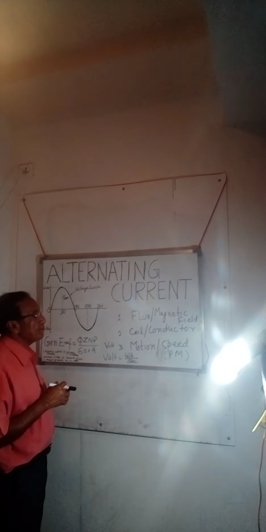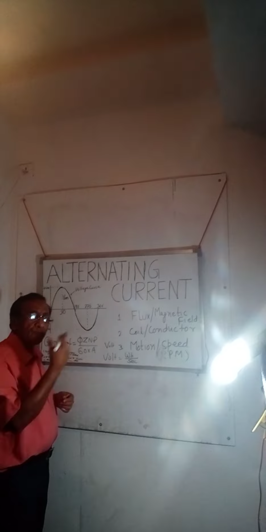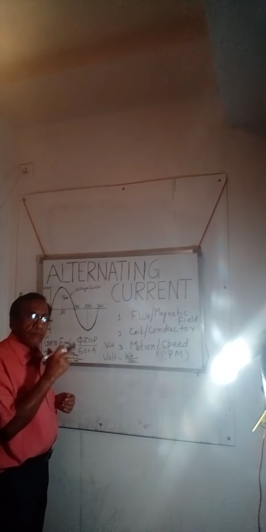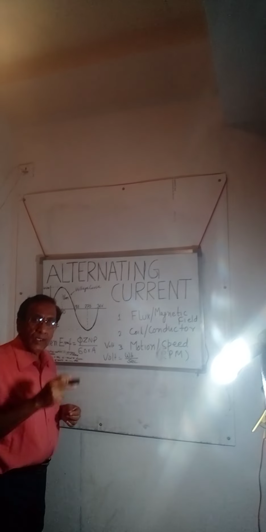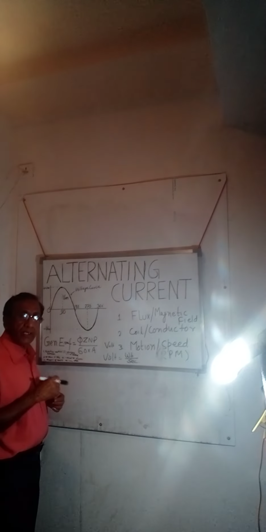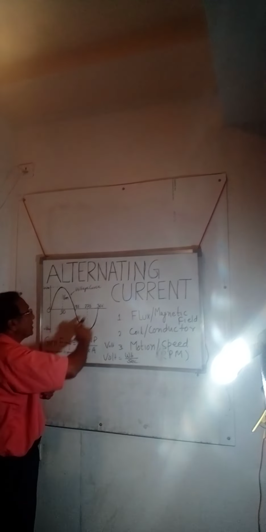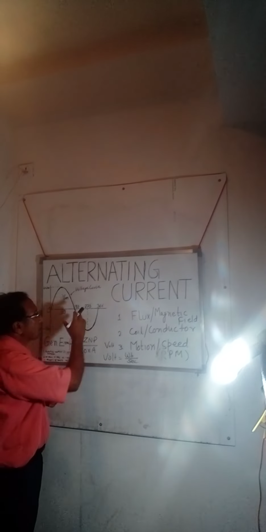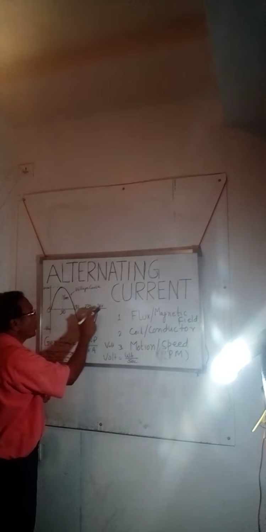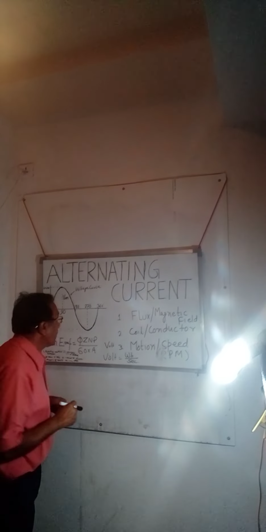Now when one complete rotation is made by the coil within the magnetic field, one cycle of the induced voltage completes between 0 to 360 degrees.